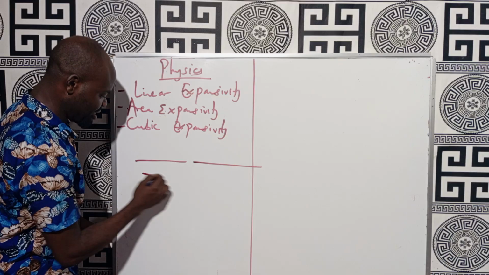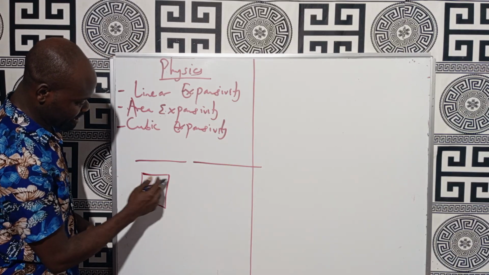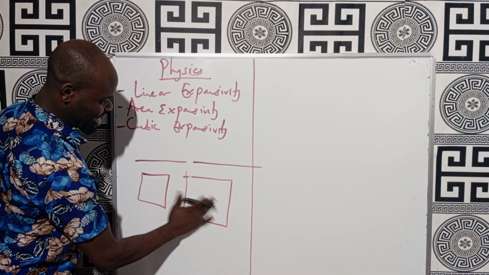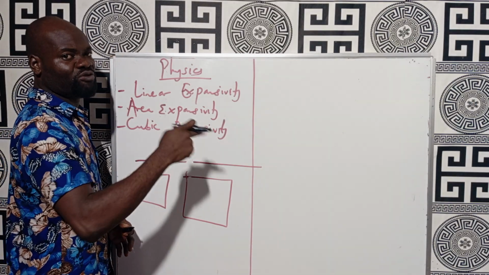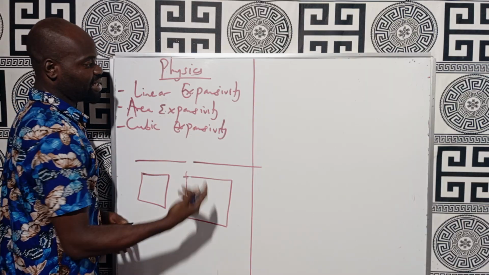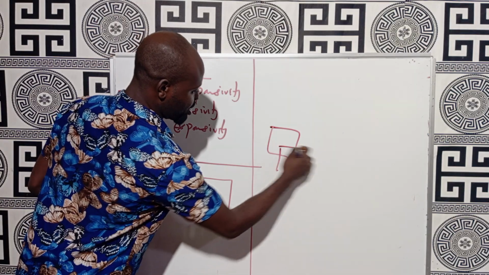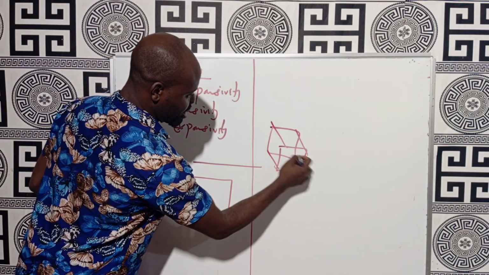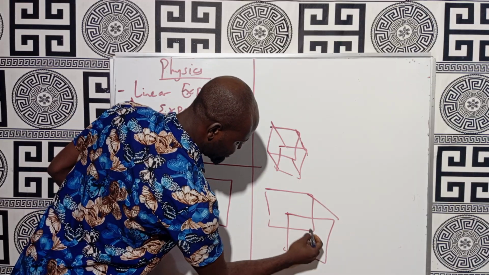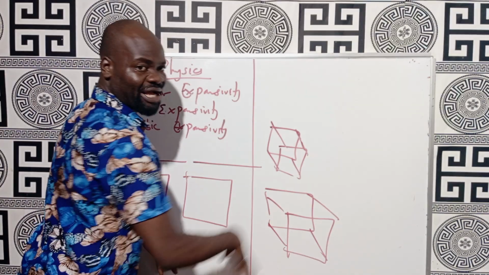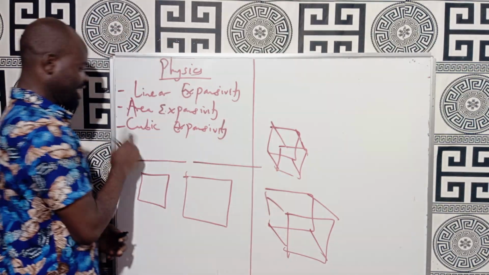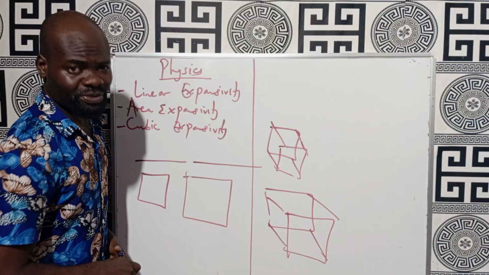Let's say this shape is a square, and it becomes wider. That's area or superficial. When something becomes deeper, like volume, let's say a cube becomes deeper. You can see, it becomes deeper. The inside becomes wider, deeper. That's cubic or volume. Hope you get that.